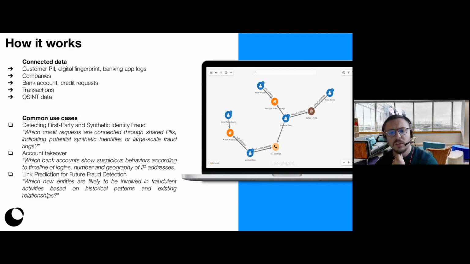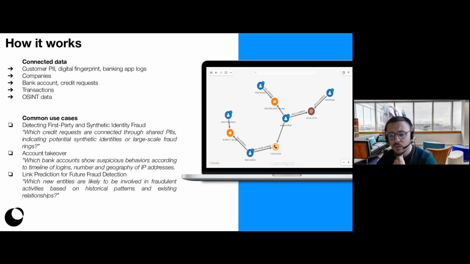Well, you will build a graph typically with customer PIIs, but also digital fingerprints like IP address, the type of device used to access the banking application, for example, companies and company details, beneficial owners, directors, bank accounts, credit requests, loan applications, also transactions, and OSINT data such as social media profiles, but also, for example, blockchain logs data that could be used within a graph.